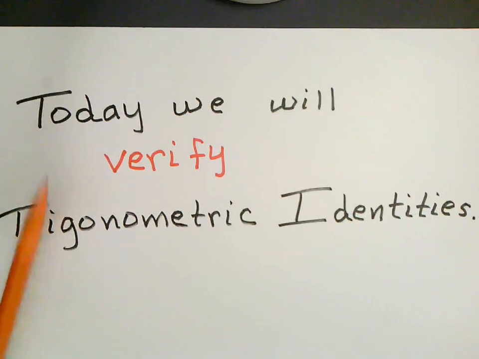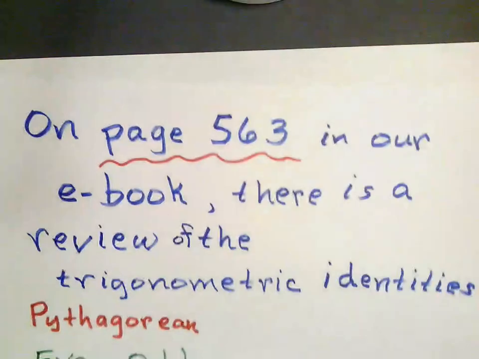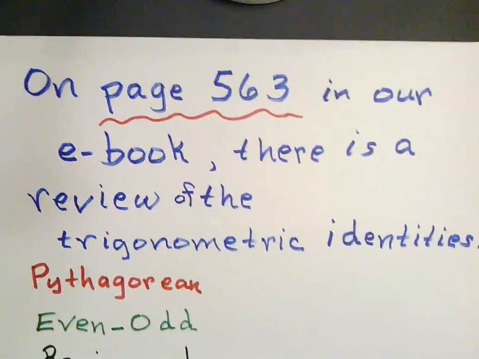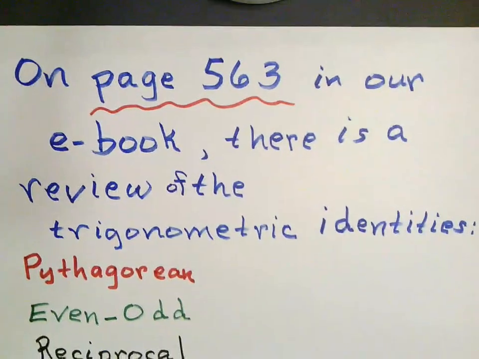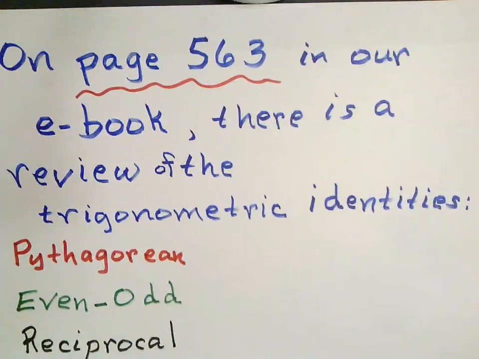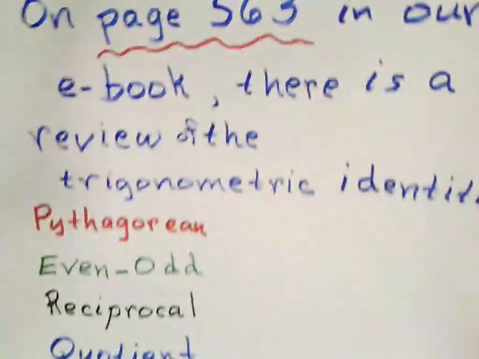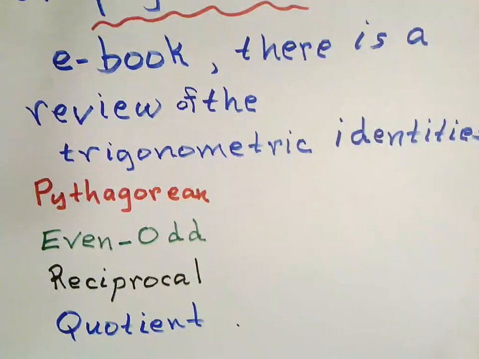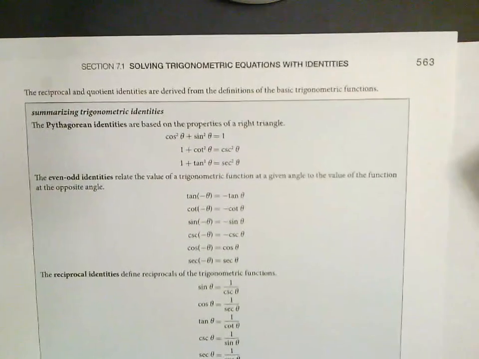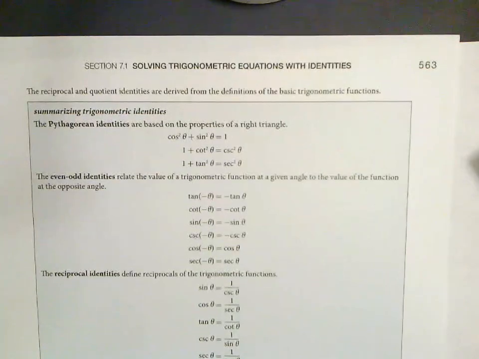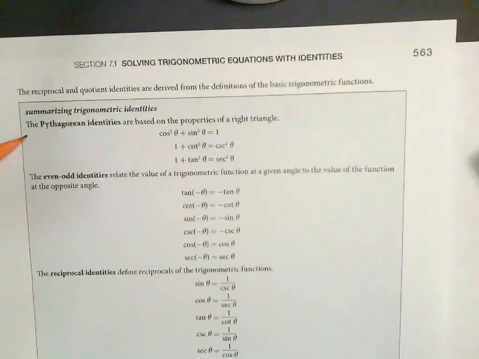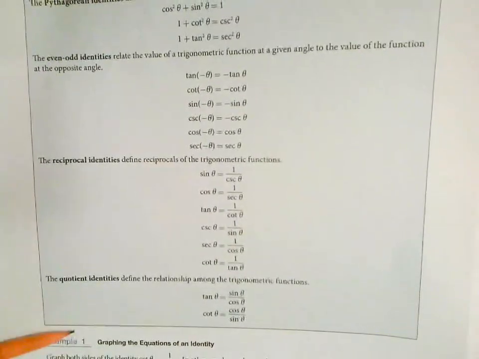Today, we will verify trigonometric identities. On page 563 in our ebook, there is a review of the trigonometric identities, the Pythagorean identities, the even-odd identities, the reciprocal identities, and the quotient identities. When you look on that page, you'll see something like this, page 563. You have your Pythagorean identities, even odd identities, reciprocal identities, and our quotient identities.